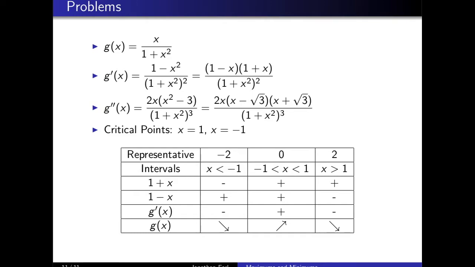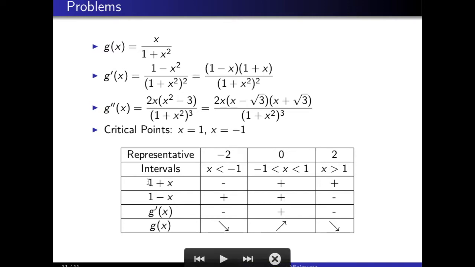Okay, so the first thing that we can see is that our first derivative will be 0 at x equals 1 and minus 1, so we'll split the real number line up to get values to the left of minus 1, values in between minus 1 and 1, and then values to the right of 1.